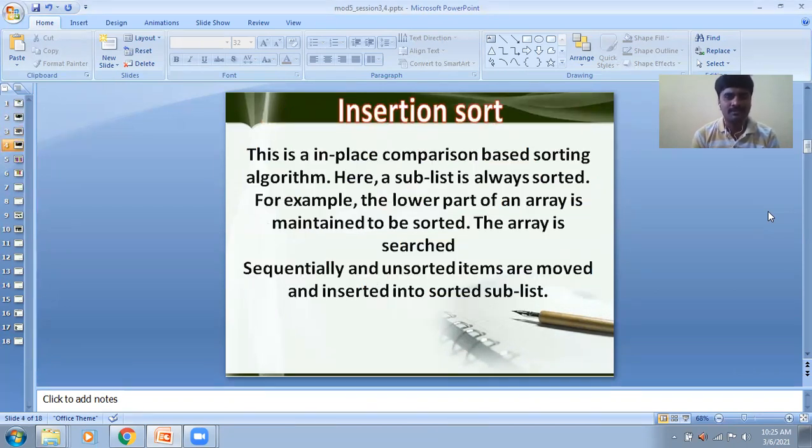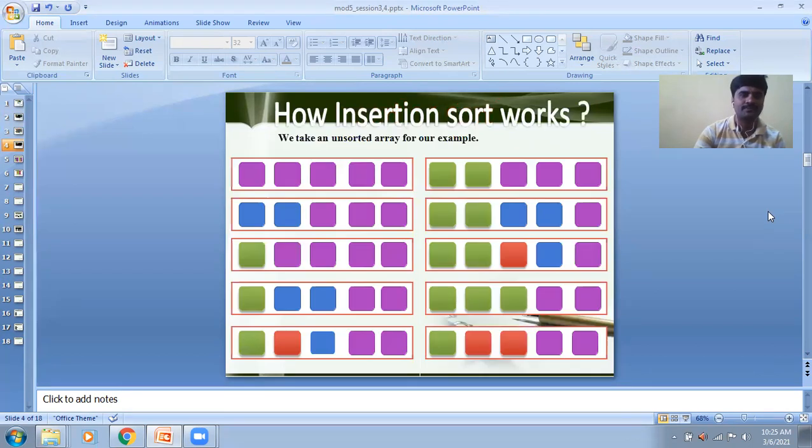Coming to the types of sorting, the first one is the insertion sort. This is an in-place comparison-based sorting algorithm. Here a sublist is always sorted. For example, the lower part of an array is maintained to be sorted. The array is searched sequentially, and unsorted items are moved and inserted into the sorted sublist. So these are the basics.